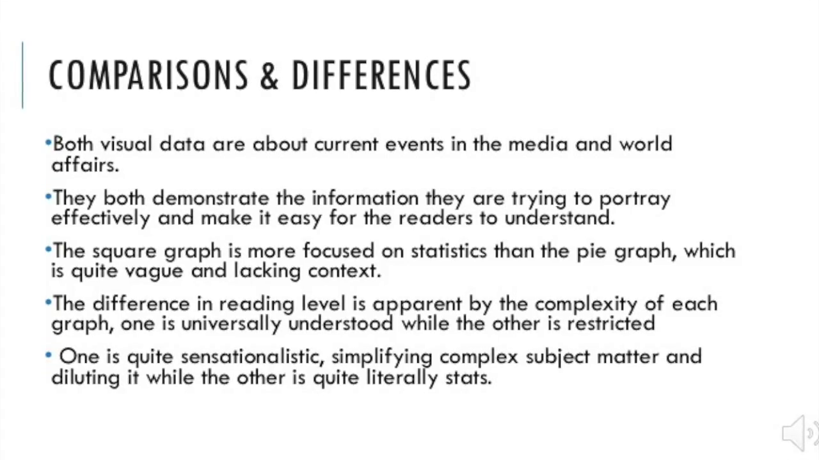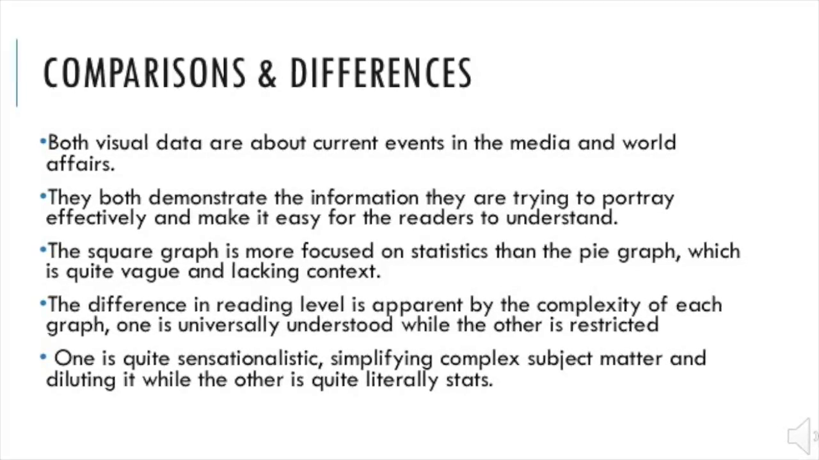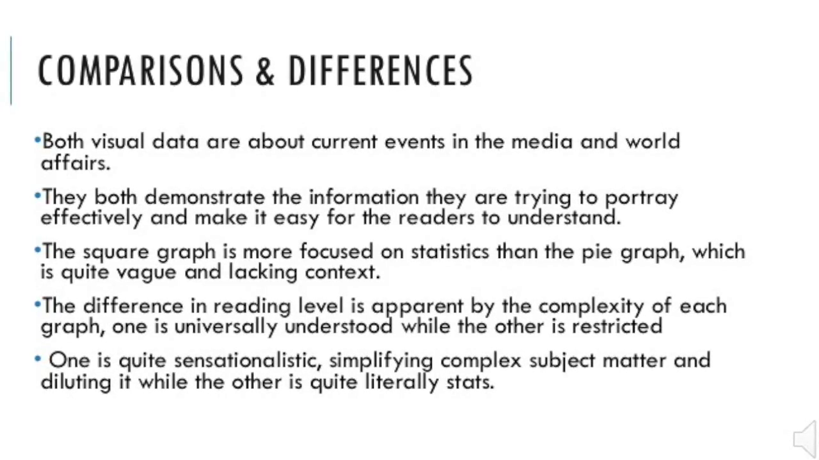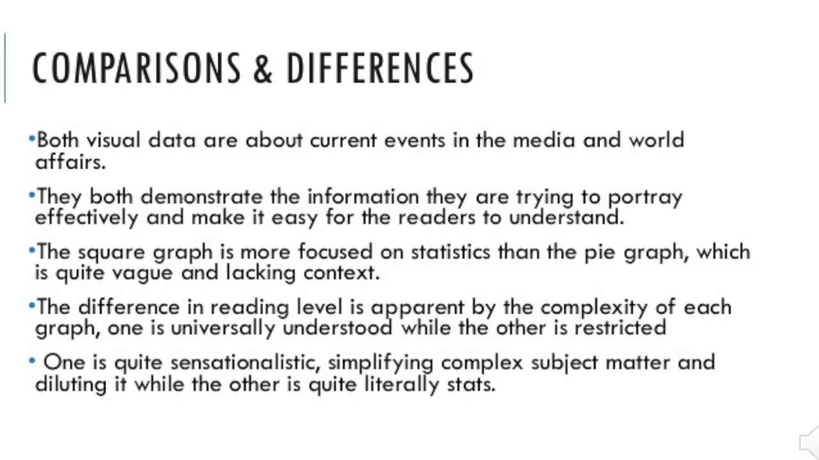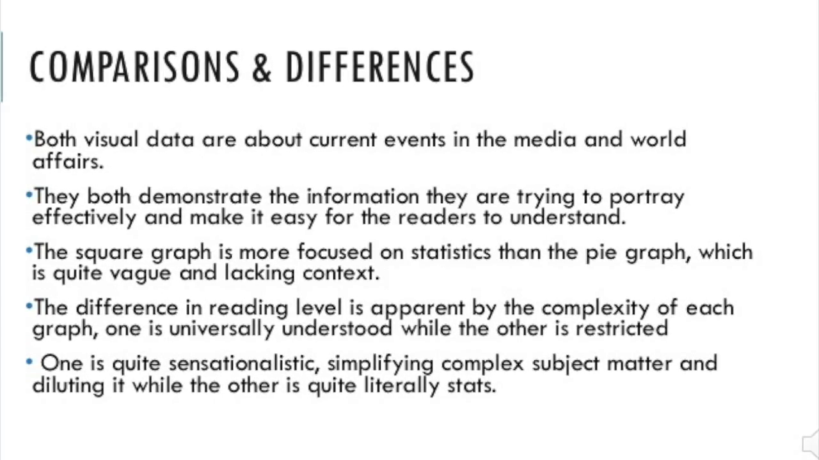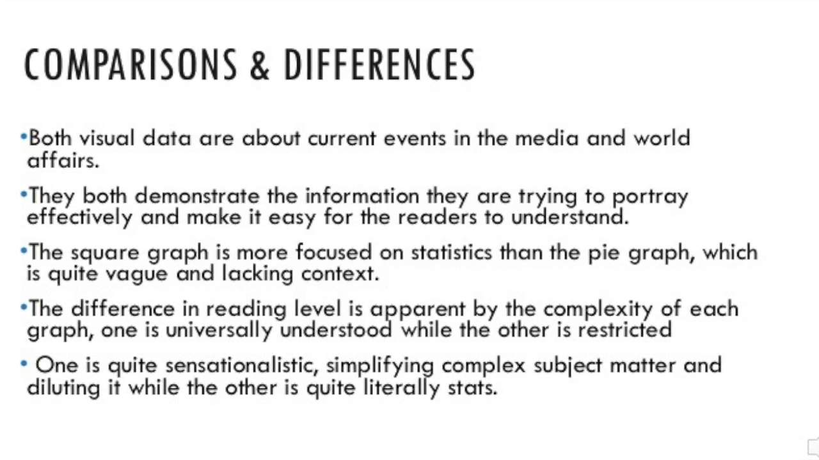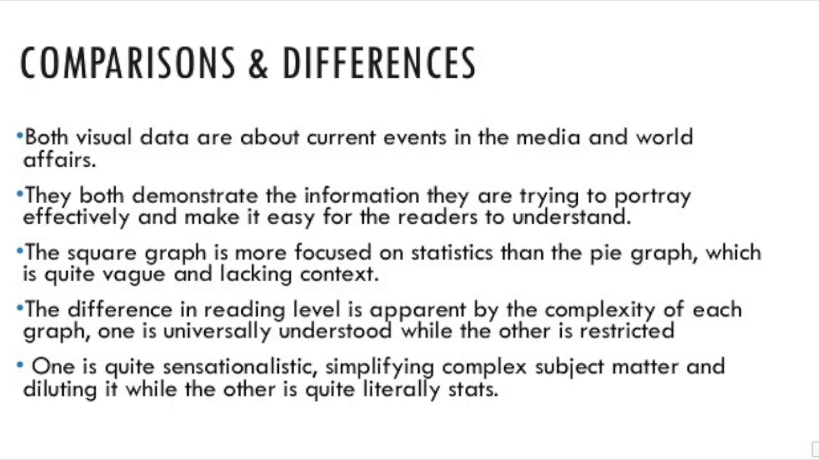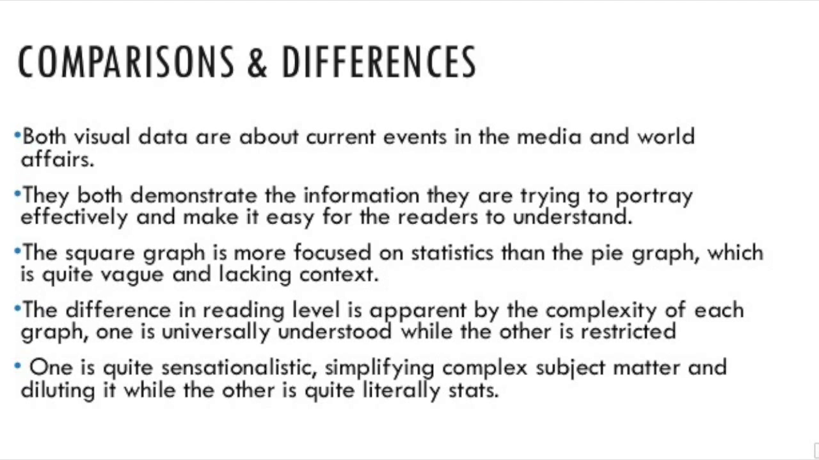The difference in reading level is apparent by the complexity of each graph. One is universally understood, for example the pie chart, where everyone can understand percentages, that is out of 100, so it's easier to see the sections, while the other is more restricted in the sense that if you've never seen a square graph before, you might struggle understanding it, as we said on the previous slides. One is quite sensationalistic, simplifying complex subject matter and diluting it, while the other is quite literally stats.